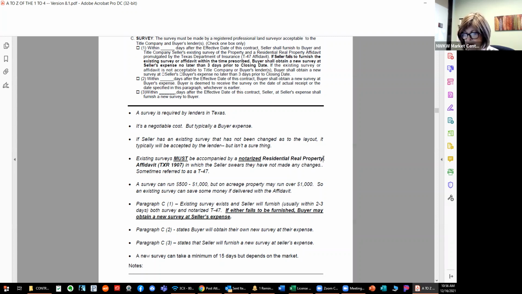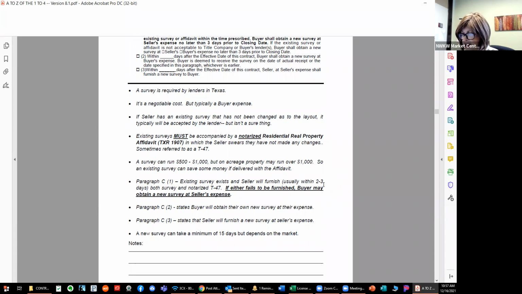Because some people, especially during COVID times, were waiting until they got to closing to provide the T47. And they weren't really doing what they were supposed to do. I don't think the buyer could have gotten out of the contract, but they could have requested a new survey if there's enough time for it. COVID times were a completely different animal, and so that's just not typical.